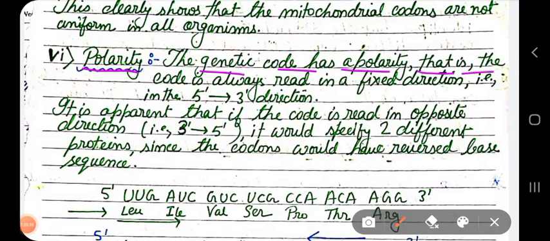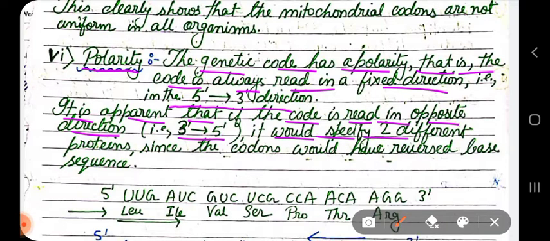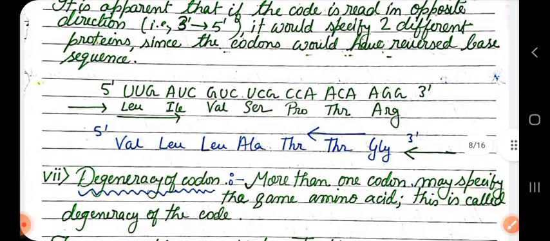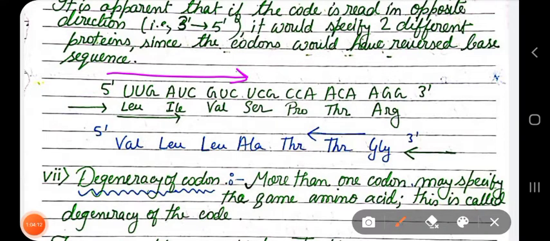That means the code is always read in a particular direction, from 5 prime to 3 prime direction. We should not read them in the opposite direction, otherwise it will code for a different amino acid. So it is apparent that if we read the genetic code in 3 prime to 5 prime direction, it will specify different proteins, since the codons will have reverse base sequence. Codons are always read in a fixed direction, from 5 prime to 3 prime, which will code for a particular amino acid.